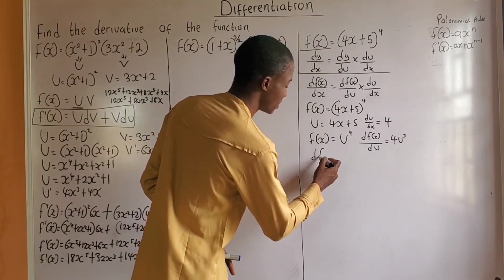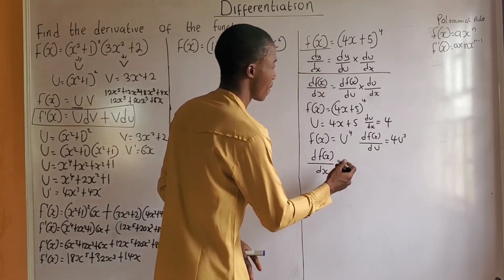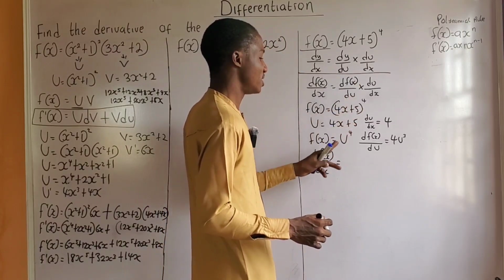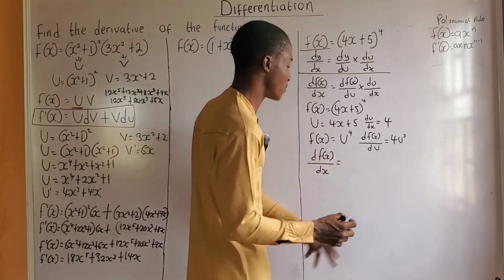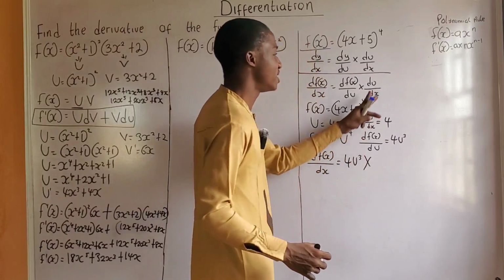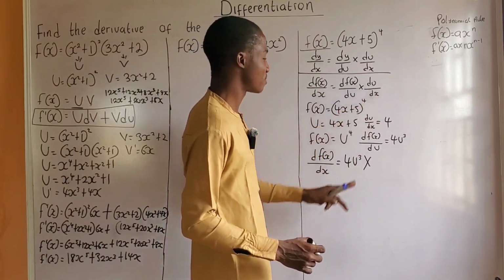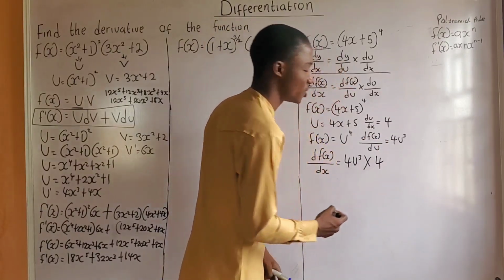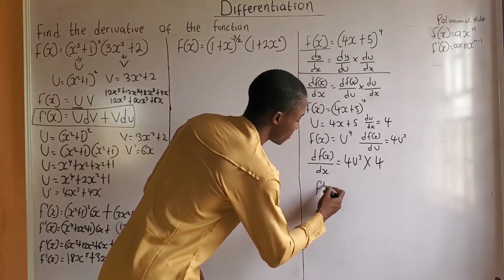The derivative of f(x) with respect to x will be equal to the derivative of f(x) with respect to u, which is 4u raised to the power of 3, multiplied by the derivative of u with respect to x, which is 4. So I'm going to have 4u raised to the power of 3 multiplied by 4. You can see that it's simple. So from this point, I have the derivative of f(x).